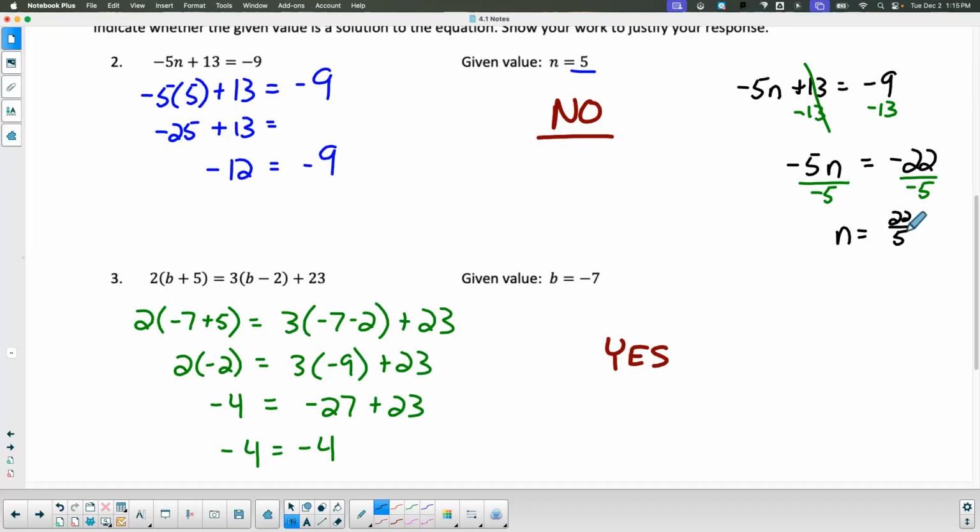Like distribute the 2 into these 2. Good?